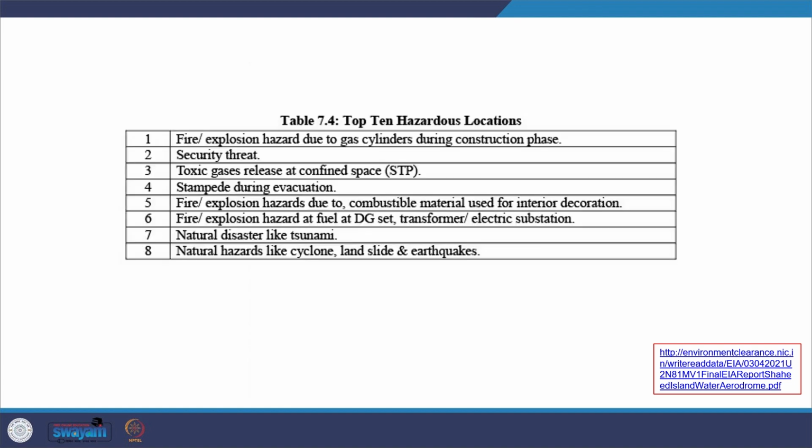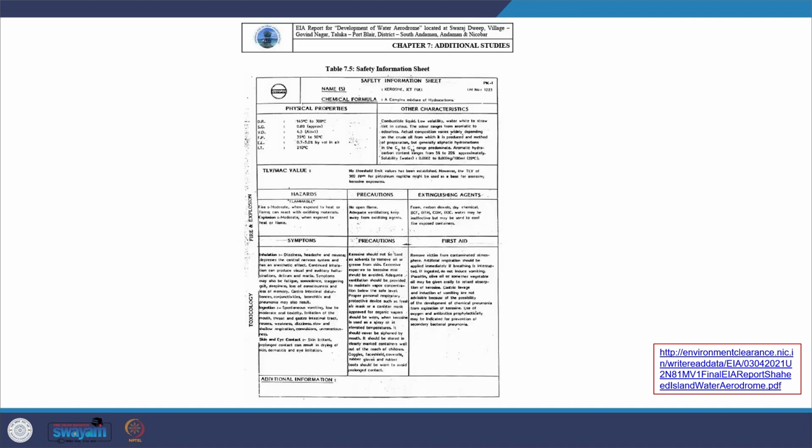So they have identified the top 10 hazardous locations. You can see fire explosion hazard due to gas cylinders during construction phase. Then security threat, toxic gases. Then you can see stampede during evacuation, fire explosion hazard at the fuel at DG set, then natural disasters like tsunami, natural hazards like cyclones, landslide, and earthquakes.